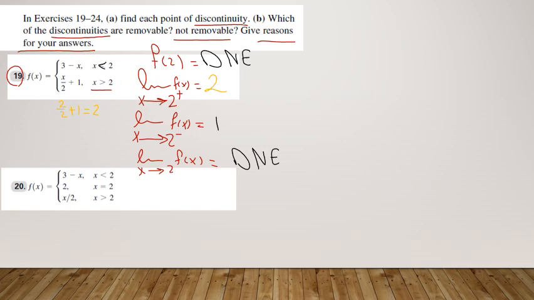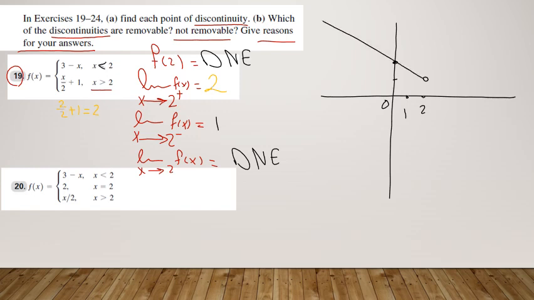Let's try to graph this one. I will draw the x-axis and the y-axis. Here is the origin, and here is 2, 1. Any number smaller than 2 uses 3 minus x. So let's plug in x equals 2: 3 minus 2 is 1, and 1 is open. Then 3 minus 0 is 3. So it's a straight line moving like this from the left side.